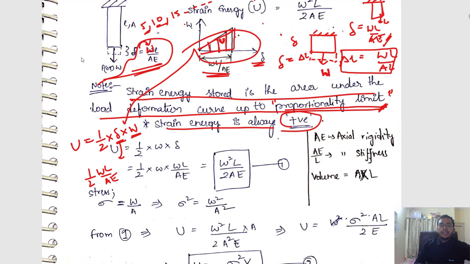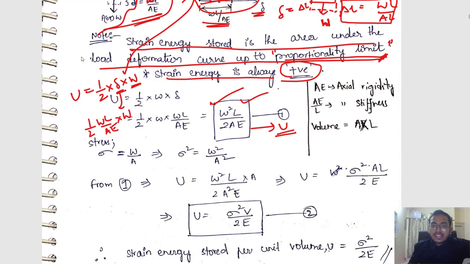WL by AE into W. What you will be getting? W square L by 2AE. This is your strain energy stored because of this load W. Okay, agreed? So this term AE, always remember, is called axial rigidity. When the body is subjected to an axial load, something like this, axial rigidity comes into place.